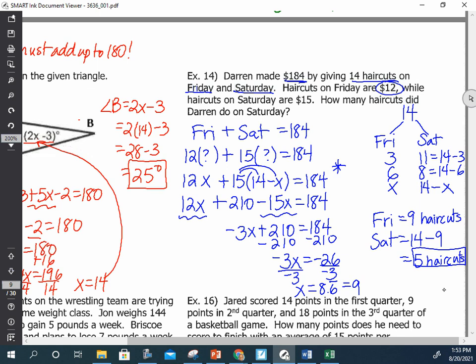So again, not every equation is going to be simple. Some require a little bit of thinking to get the point across, such as with number 14.